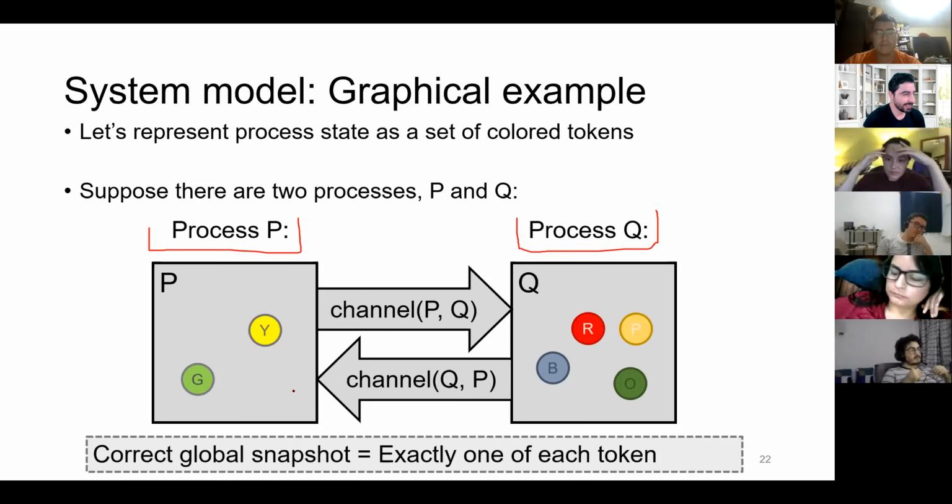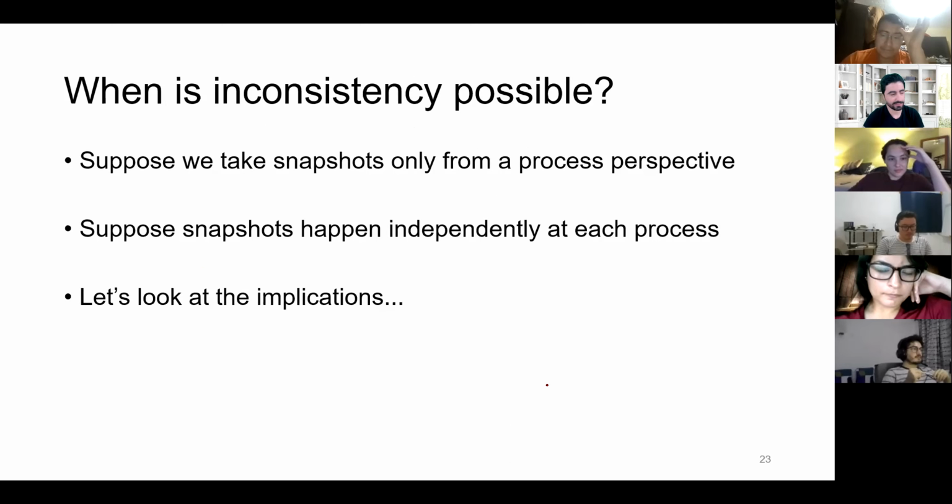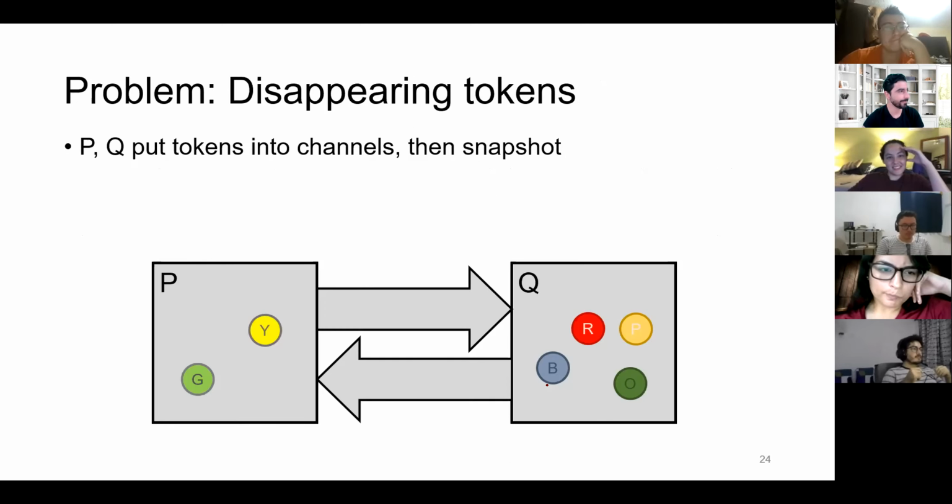So when you want to take a global snapshot, you want to make sure there is exactly one of each token. I mean, each token representing, not processes, the events that happened there. For example, if token B goes to P, you don't want to get a snapshot here. Let me explain in the next slide. It's much easier.